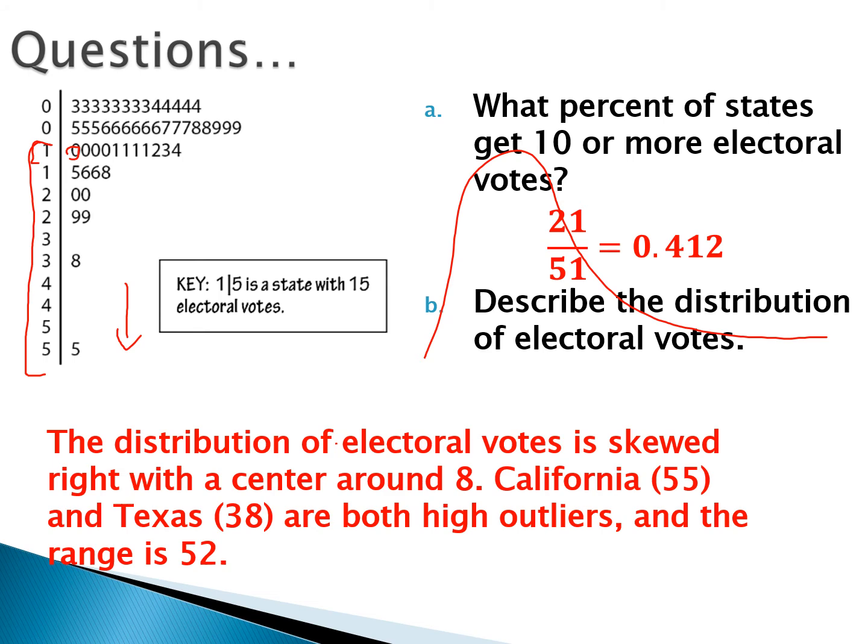The distribution of the electoral votes. Remember, we always want this in context, so we want to be writing about what this graph is displaying. It is skewed to the right with a center around 8. California and Texas, 55 and 38, are both high outliers, and the range is 52.